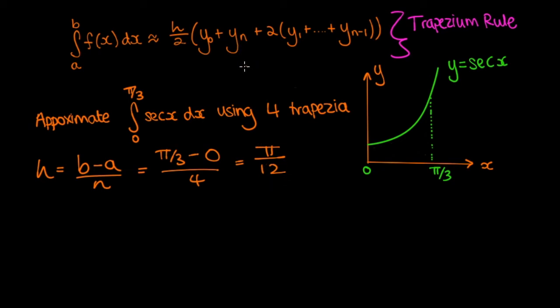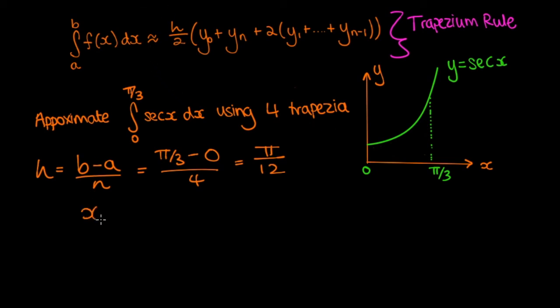Now all we need to do is work out the values of y for each trapezium. They're given by the function y equals sec x, where x is the lower limit of our integral plus the multiples of h, all the way up to the upper limit. So we're going to be working out the values of y for when x is 0, when x is 0 plus pi by 12, 0 plus 2 pi by 12, 0 plus 3 pi by 12, all the way up to pi by 3. So let's represent this in a table.